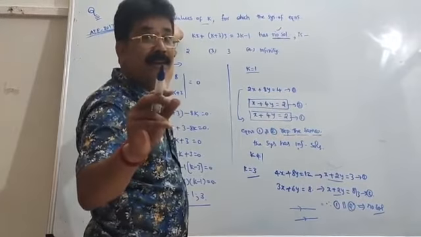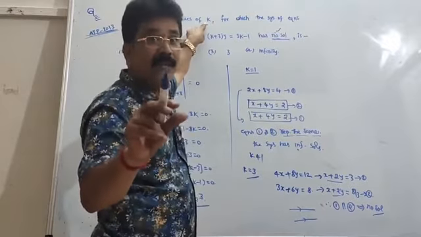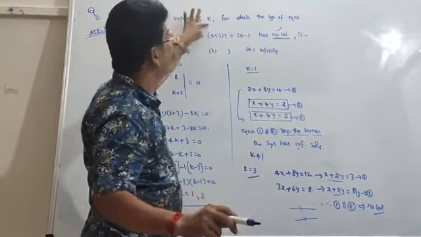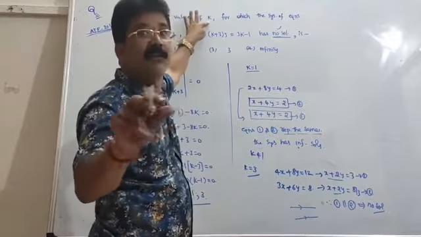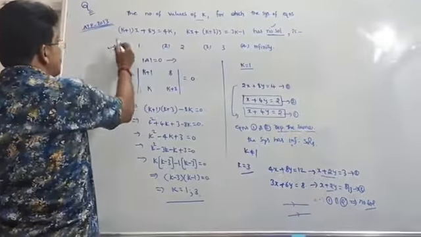He is not asking what is the value of k. He is asking how many values are there for k, so that the system has no solution. Hence it is only one value. So the first option is right.